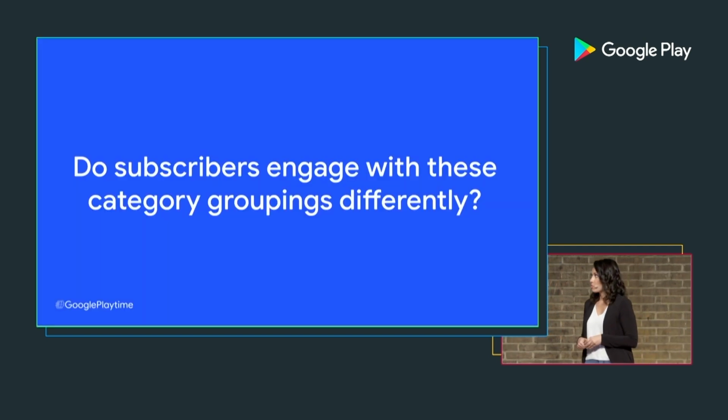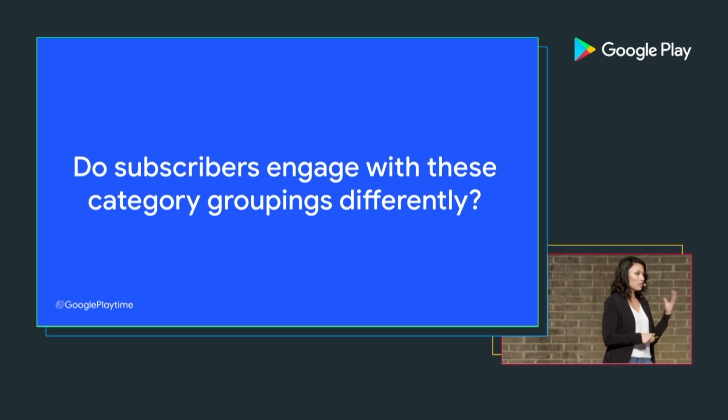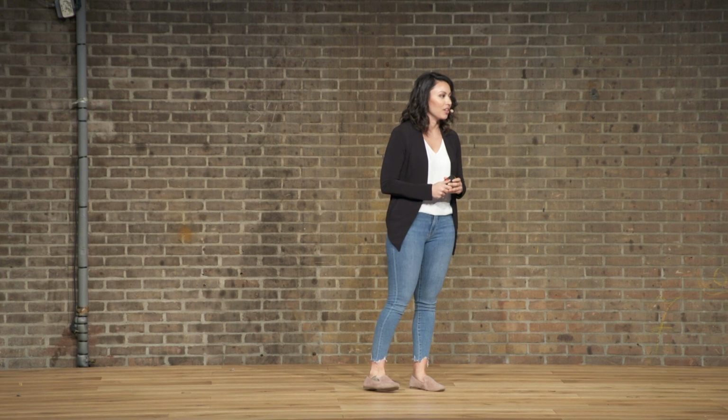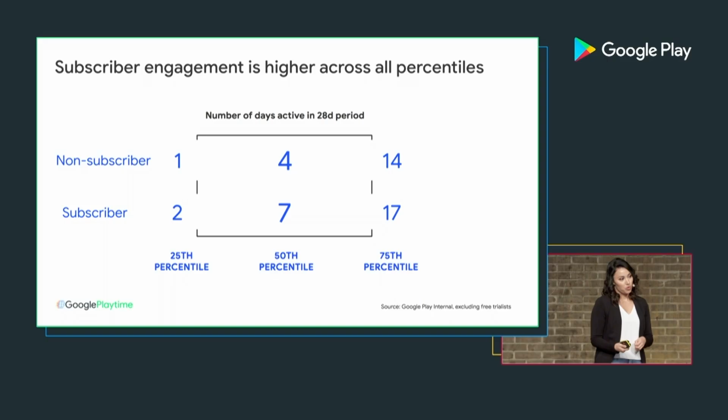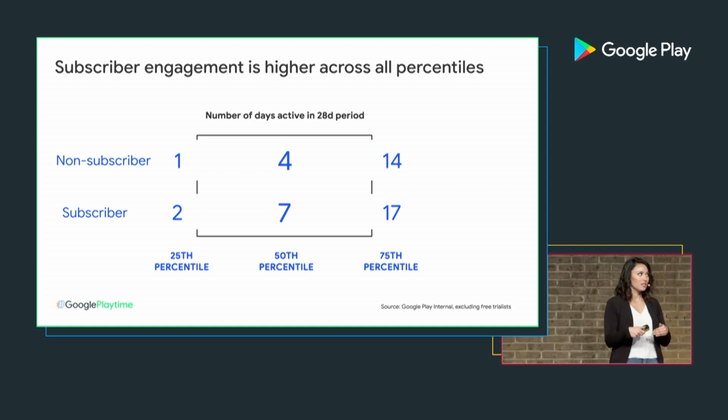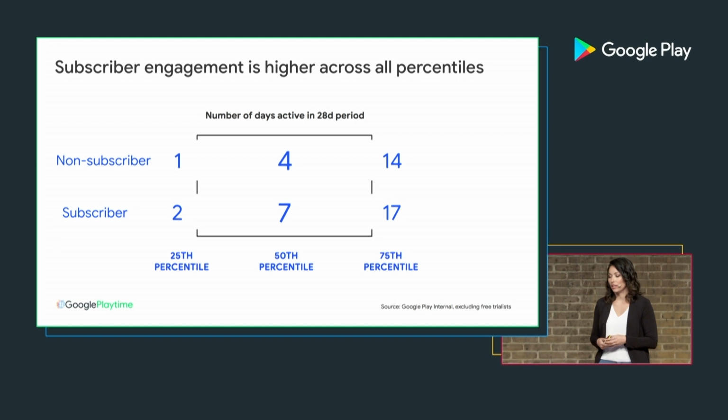But now let's understand if subscribers engage differently. We saw different engagement trends for the entire user base, but let's look at subscribers. But before we can understand that, I first wanted to share that subscribers are naturally more engaged than non-subscribers. I know it's not news to anyone in the room, but I still wanted to give you the benchmark. Looking across all subscription apps on Google Play, we see 75% higher engagement from subscribers' median performance versus non-subscribers. But now let's dive in and understand how it's different across the two category groupings.